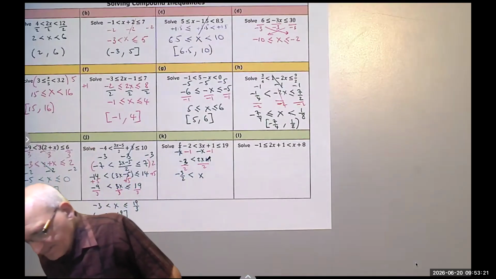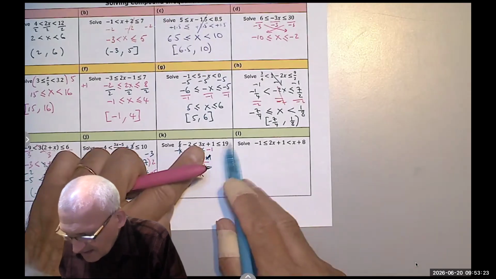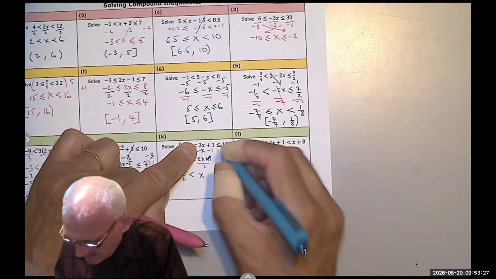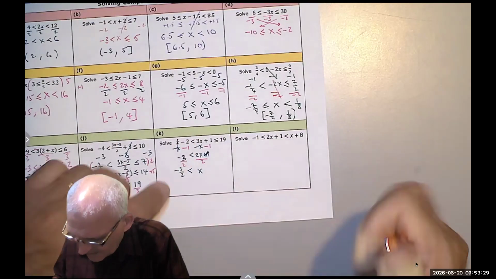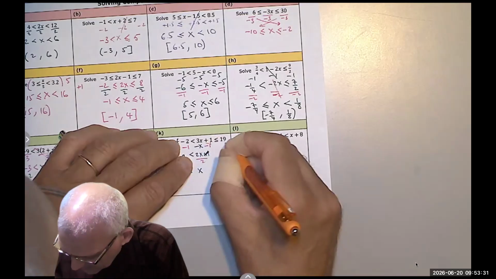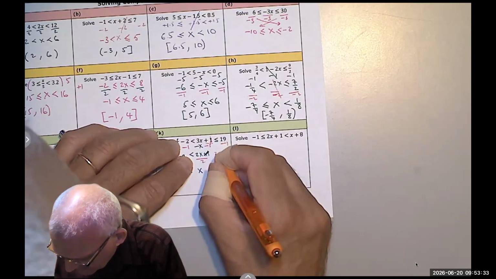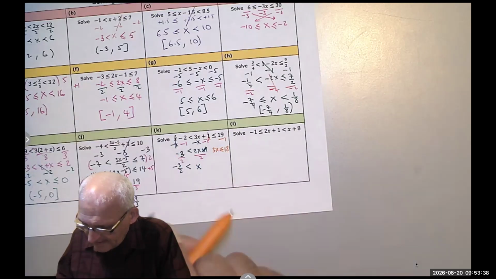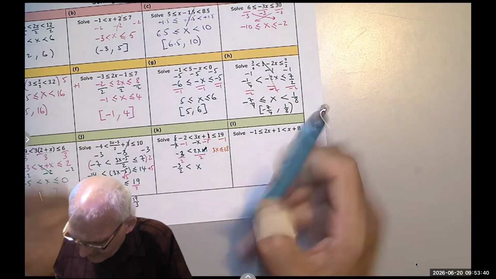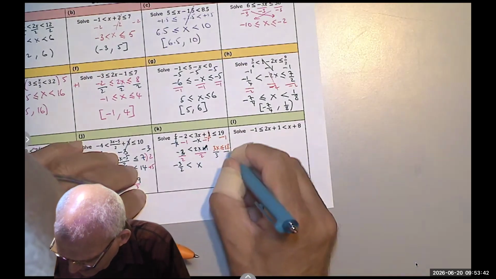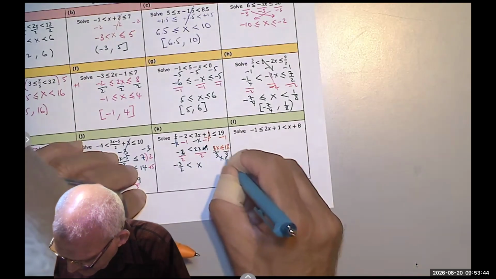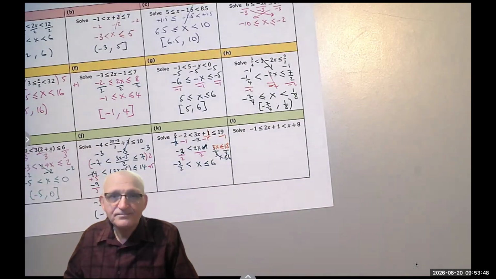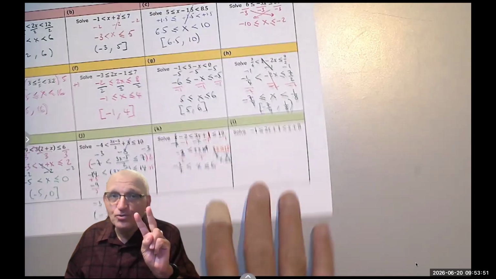And I stop. And then I go back here, and I say 3x plus 1 is less than or equal to 19. So with a different color, I'm going to subtract 1 from here, subtract 1 from here. So I get 3x is less than or equal to 18. And then I divide by 3 both sides. So I get x is less than or equal to 6. So it's as if I have two problems.